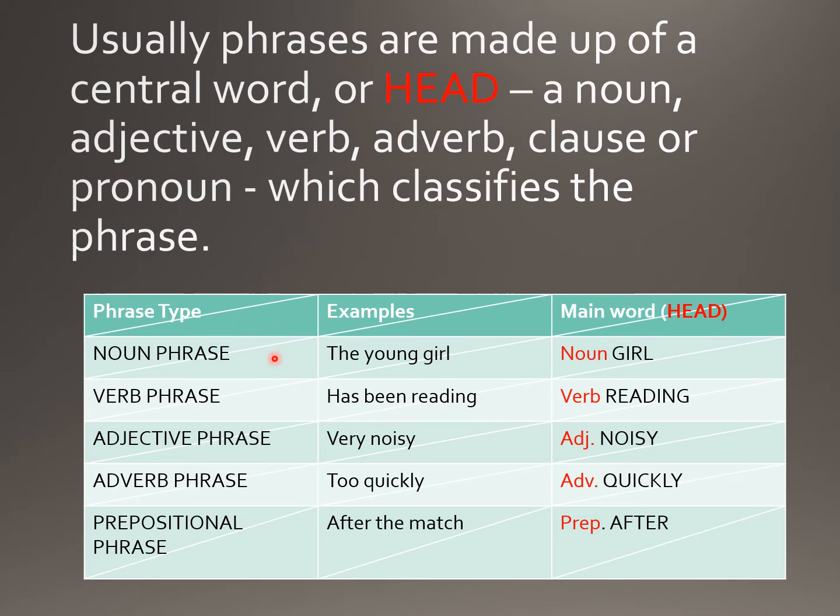Phrase type noun phrase. An example is the young girl. Now, if you observe, the noun here is girl. So the head word here is a noun. Hence, it's a noun phrase. Verb phrase: has been reading. Reading is the head word, which is a verb. So it's a verb phrase. Adjective phrase: very noisy. Noisy is the head word, which is an adjective. Adverb phrase: too quickly. The adverb quickly is the head word, so it is an adverb phrase. Prepositional phrase: after the match. The preposition after is the head word, so after the match is a prepositional phrase.